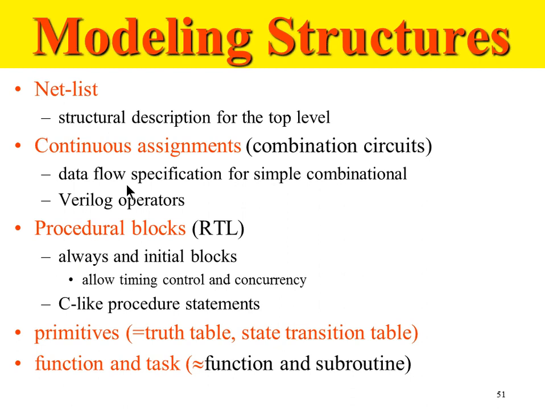Then we have seen procedural blocks: always block and initial block. You can have more than one always block in a module. The initial block can only be one inside the module, but always block can be more than one. If you are having more always blocks, let's assume there are always block 1, 2, and 3.